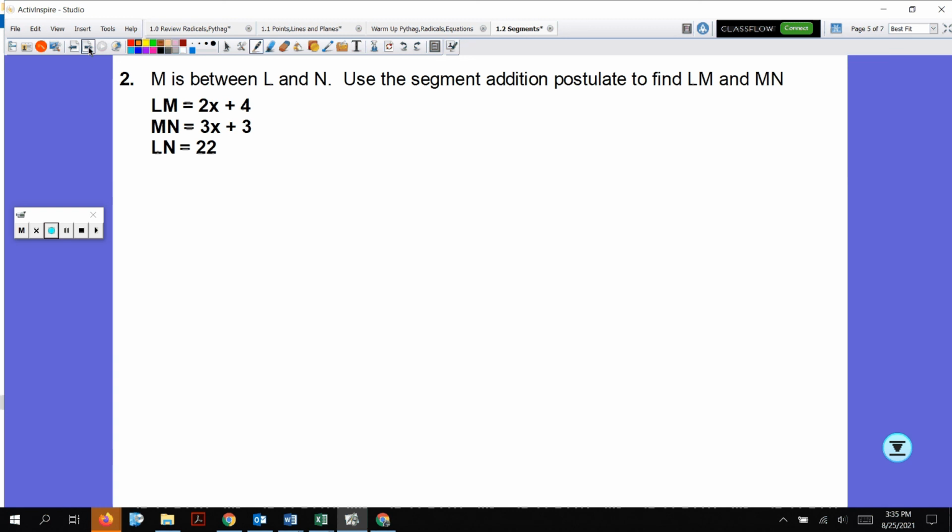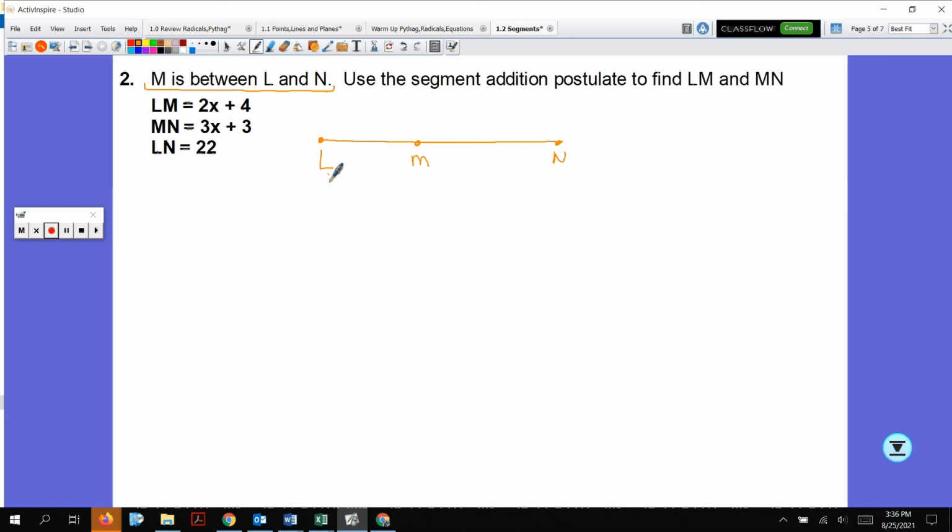All right, here's another example, okay? A lot of times when you guys see words, you get all freaked out on me, act really weird. Draw a picture, okay? Let's look at this first sentence. It tells us a lot. It says M is between L and N. Well, if M is between, that means I'm going to let L be one endpoint and N be another. And I'm going to put M somewhere in between those two, okay? Because now M is between L and N.